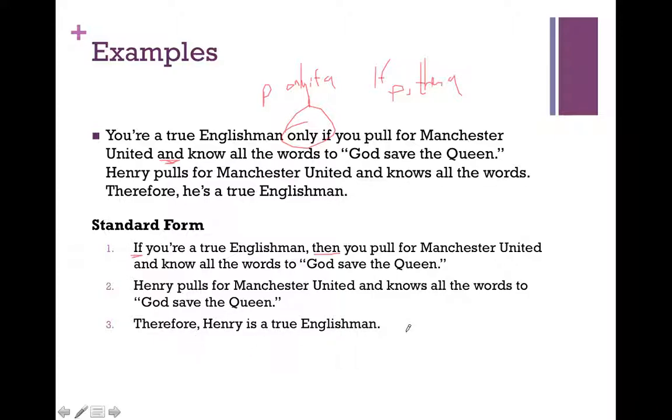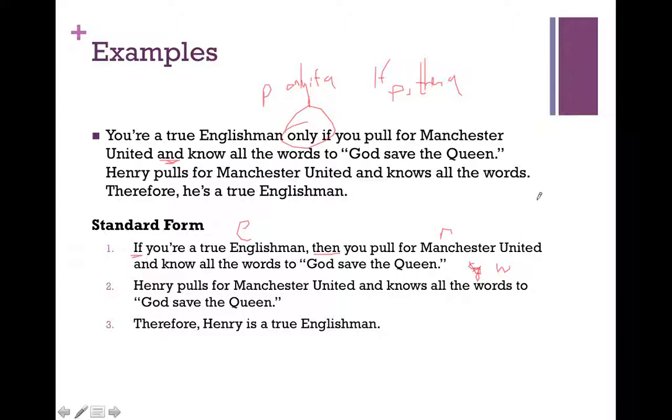All right, well, let's put this argument into symbolic form. We're going to use E for true Englishman, and we're going to use an M for you pull for Manchester U, and then we'll use a W for you know the words to God Save the Queen.